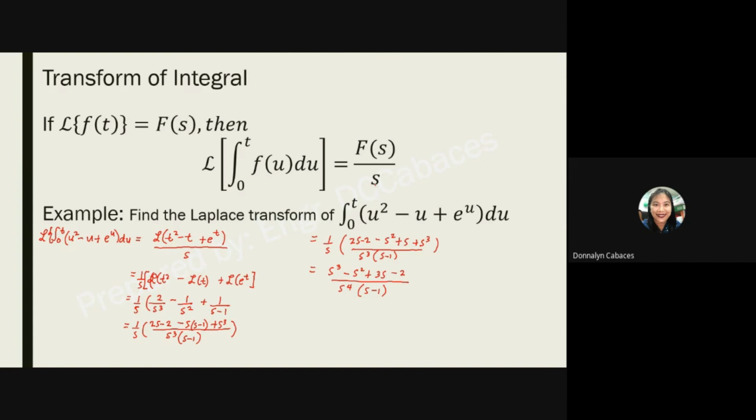So again, you have F of s over s. So what you need to find first is your F of s, in which you just replace u by t. But do not integrate this, because the integral of f of u du, as mentioned, is simply equal to your F of s over s. So you just replace u with t and then take the Laplace transform of its function and you divide it by s. So simplifying, this is your result for the Laplace transform of the integral: s cubed minus s squared plus 3s minus 2 divided by s to the fourth times s minus 1.